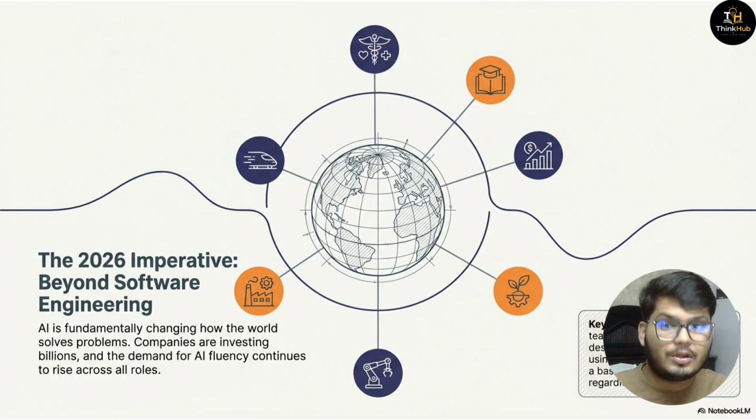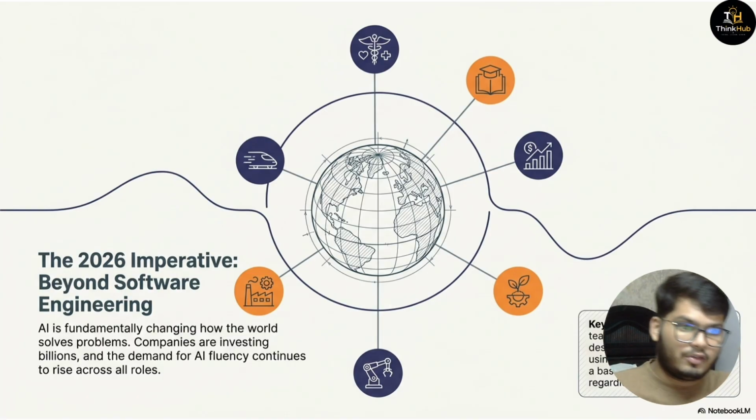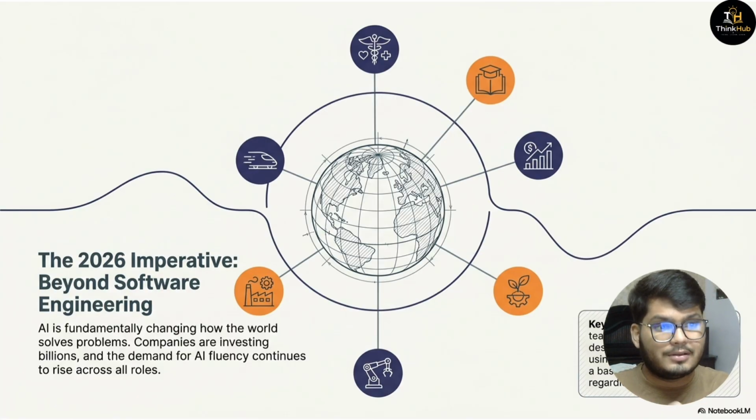So basically the 2026 imperative is beyond software engineering. Earlier, the goal of many students was that we will take mathematics after 10th, and we will study for JEE or NEET. If we are studying for JEE, we will do BTech and then software engineering. But in today's world, AI is beyond software engineering.